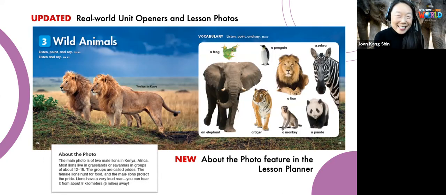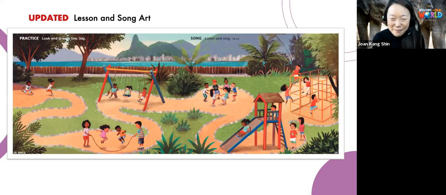And in the next one, you can see, well, it wouldn't be National Geographic if we didn't have amazing animals from around the world. So in this unit opener about wild animals, we have refreshed this photo, and you can see here these two male lions in Kenya, Africa. I don't know if anyone here is from Kenya, and you can read about these lions and share them with your students. So we're hoping that these new photos are going to engage your young learners, every single page of them.